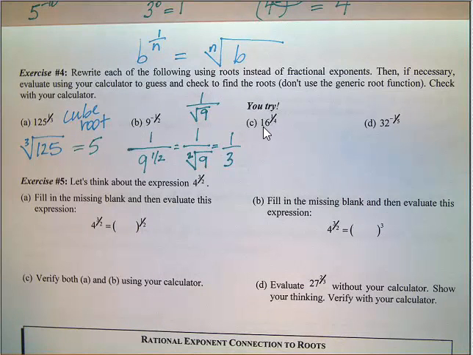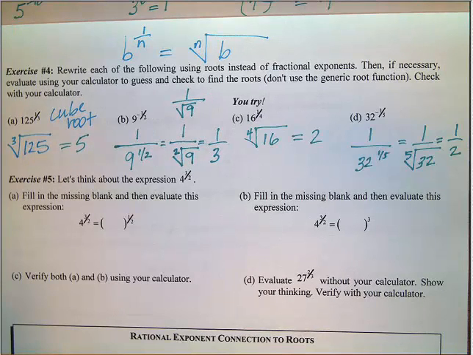So why don't you try rewriting C and D and finding the answer, and then verify with the calculator. Pause the video and give that a try. So hopefully you got part C and D correct. Exercise 5. Let's think about the expression 4 to the 3/2. Fill in the missing blank and then evaluate this expression.